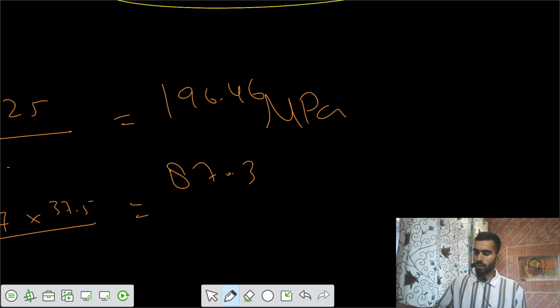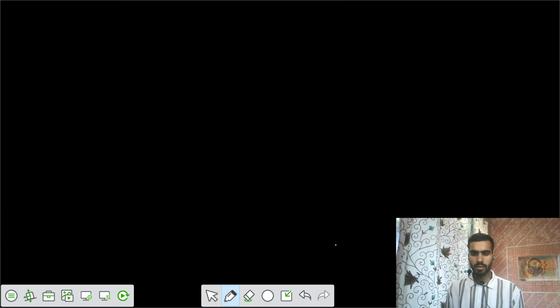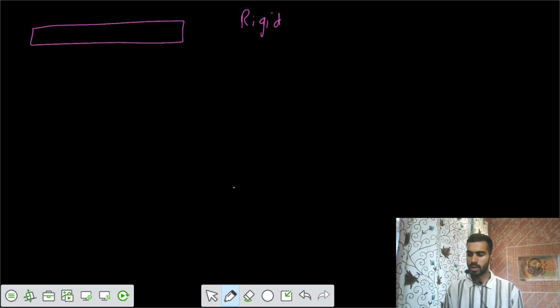Let's take the final problem we can have from these closed coil springs. I would say you have a rigid bar. We call that a rigid bar, and we have three springs attached.